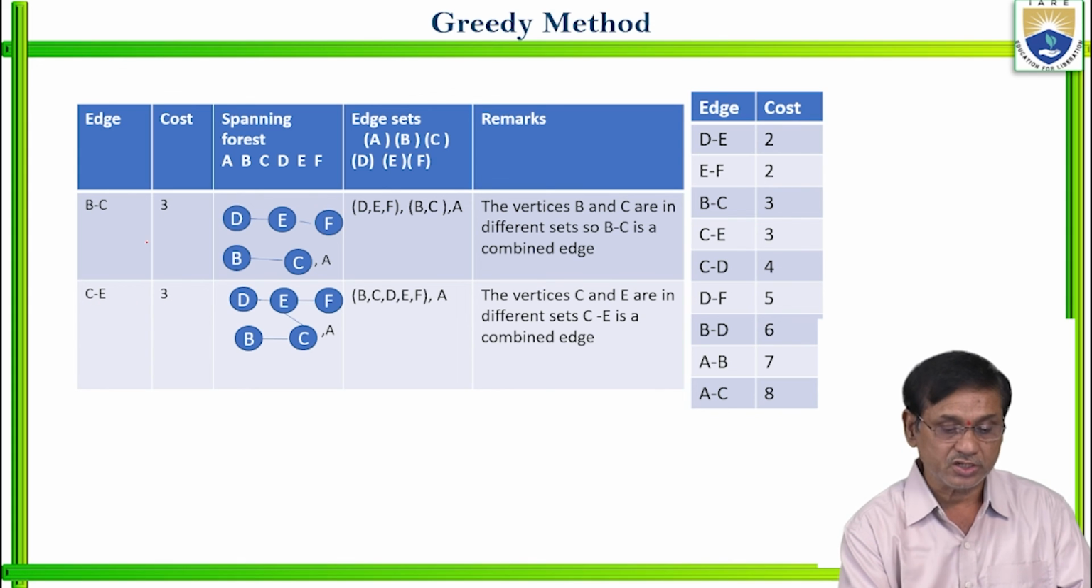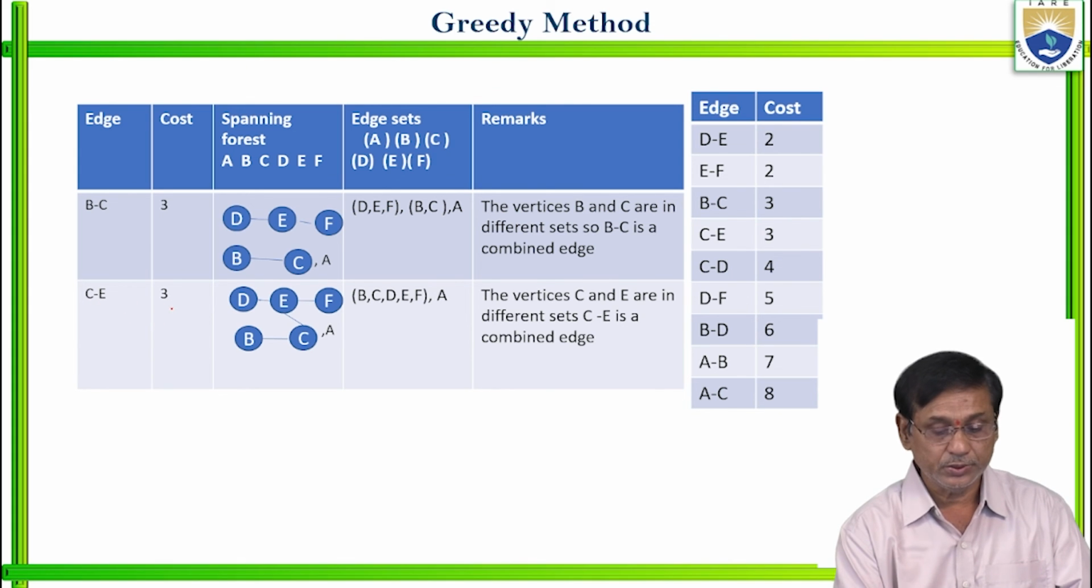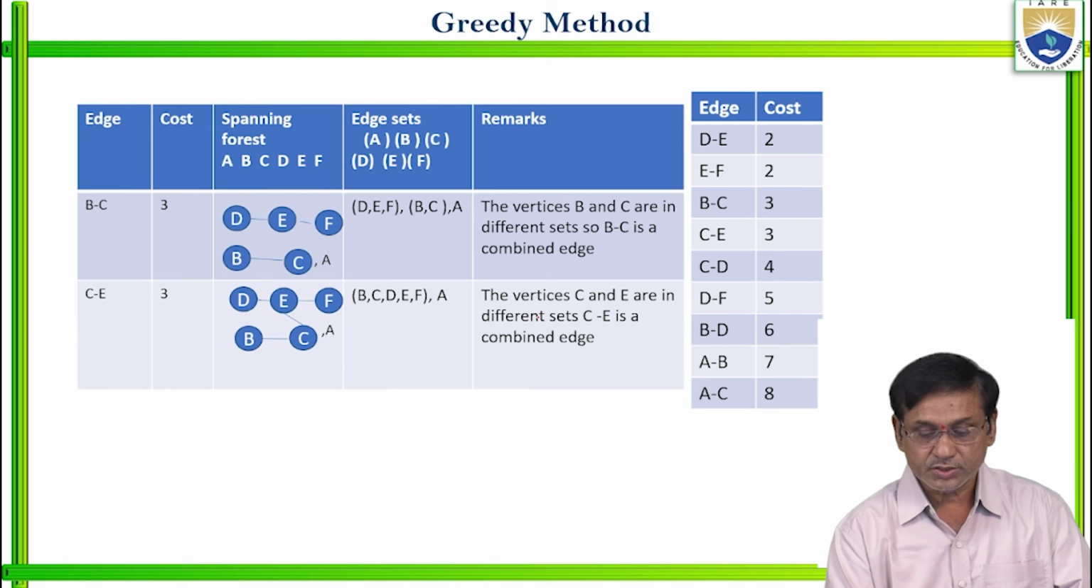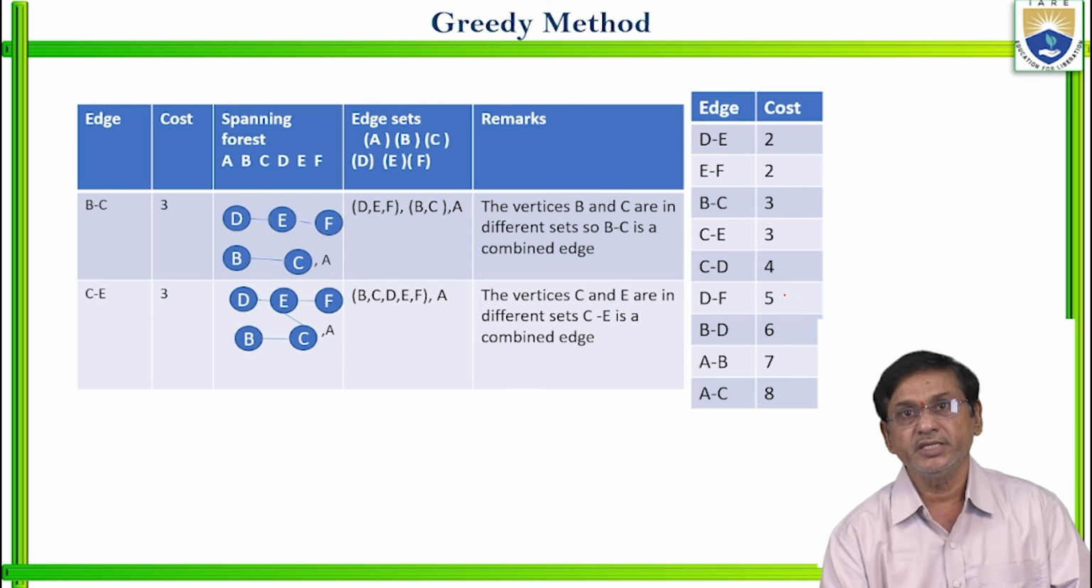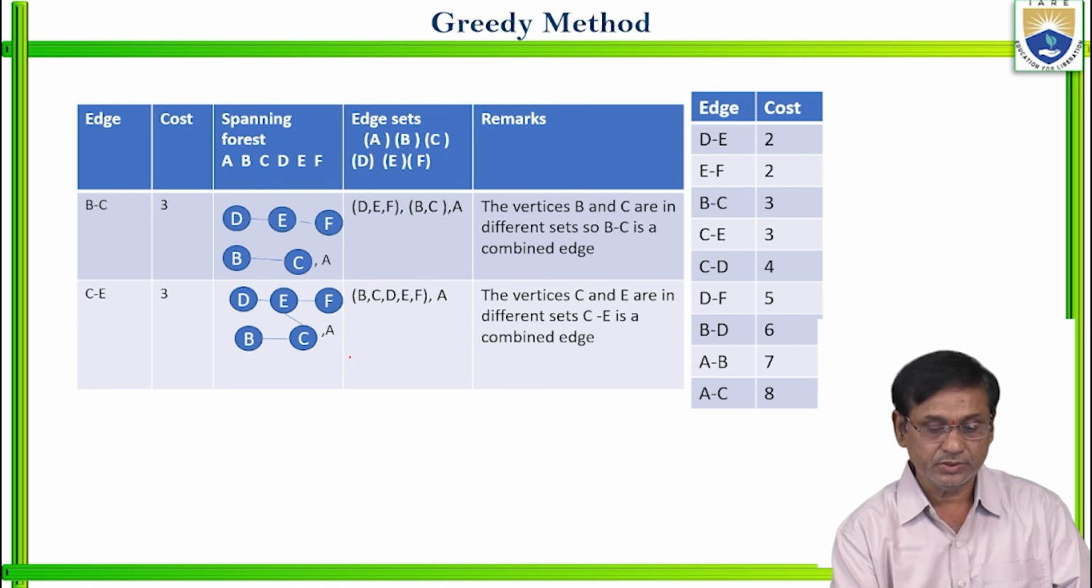Next, when BC is over, the next one is CE. Its cost is also 3. Now see whether E and C are in the same set or different sets. The vertices C and E are in different sets. So CE is a combined edge. So draw a solid line between E and C.